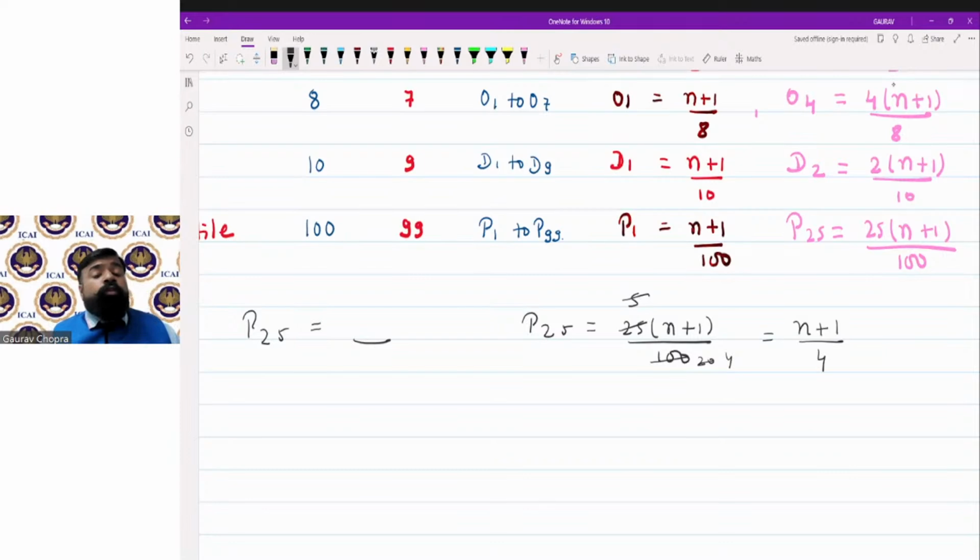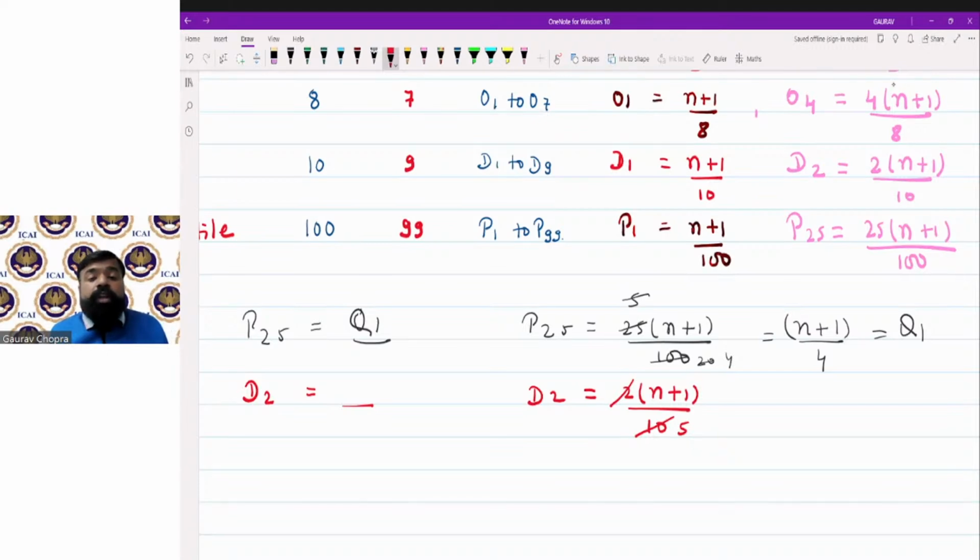Now what is n plus 1 by 4? Upon 4 means quartile, into 1 is the first quartile. So P25 is equal to the first quartile Q1. Let's take one more. Let's say D2 is equal to dash. The rank of D2 is 2 into n plus 1 upon 10. We can cancel, and it will become n plus 1 upon 5. Upon 5 is quantile, into 1 is the first quantile. So Qn1.